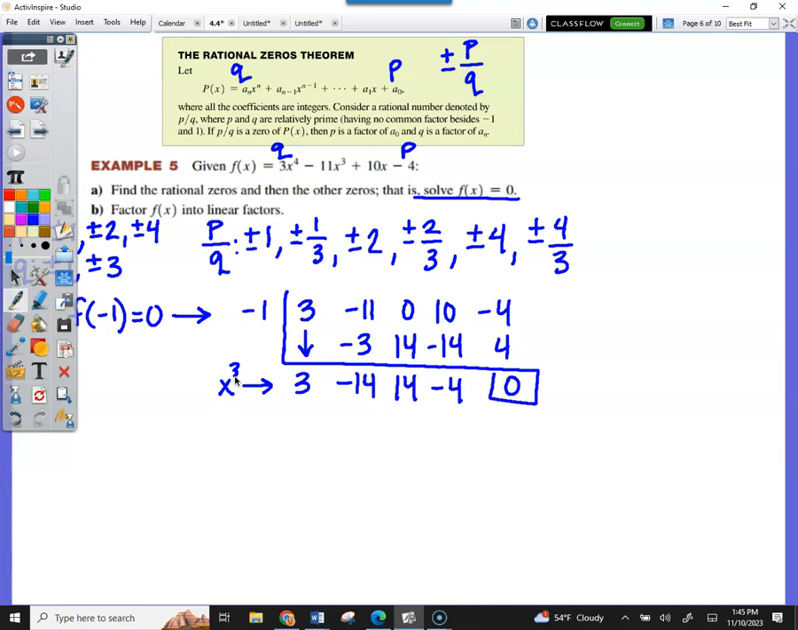Go back. We gotta do another one. Go back to your polynomial. Pick another number from your list. Plug it in until you get 0.